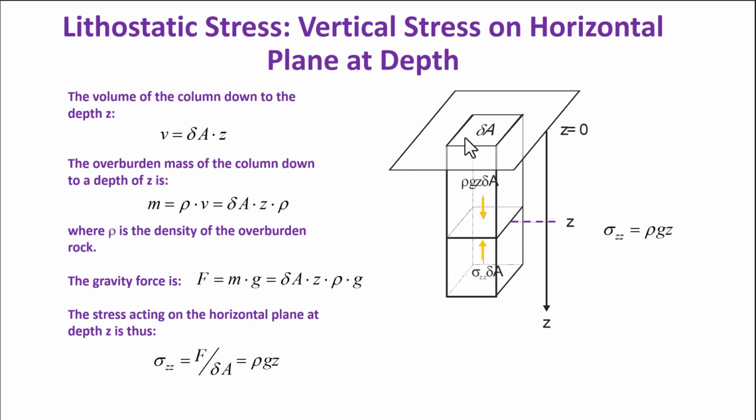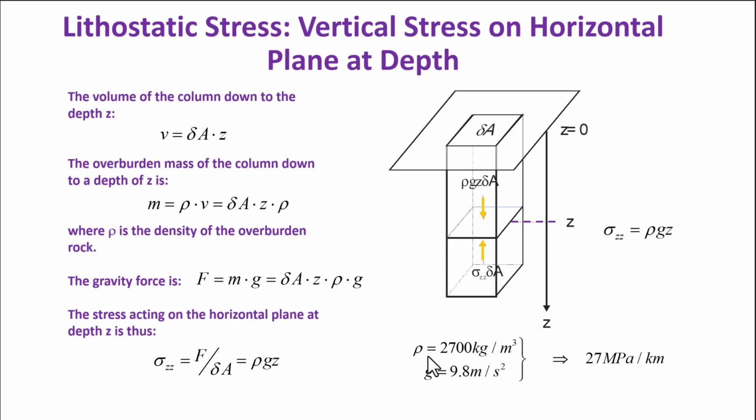The total mass of this column above this area is the total volume multiplied by the average density rho. That's this expression. The gravitational force of this column of rock is going to be the mass multiplied by the acceleration due to gravity. So the force is this expression. Total gravity is supported by this area. Force divided by the area gives the vertical stress on that area. It's rho g z. So the vertical stress on a horizontal plane at depth z is this relationship.